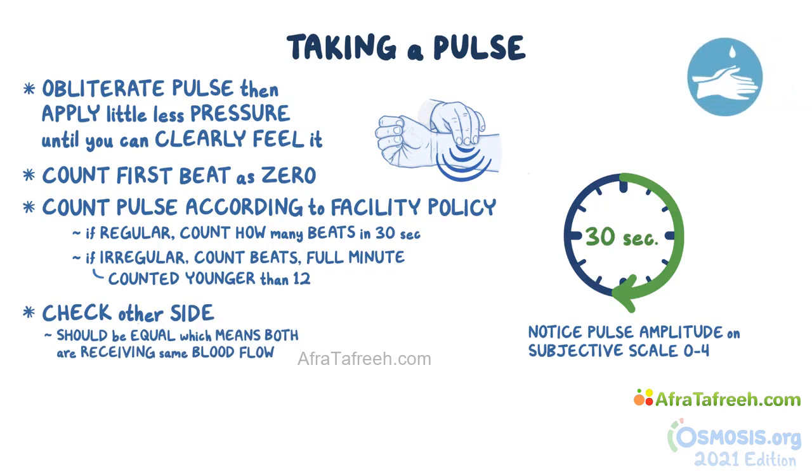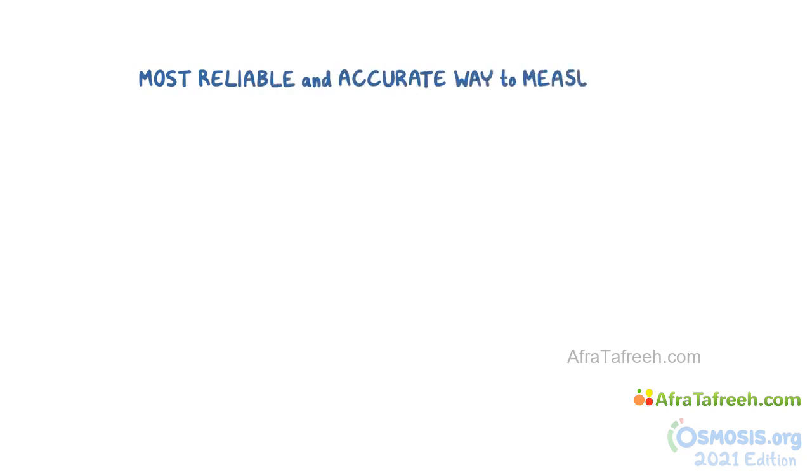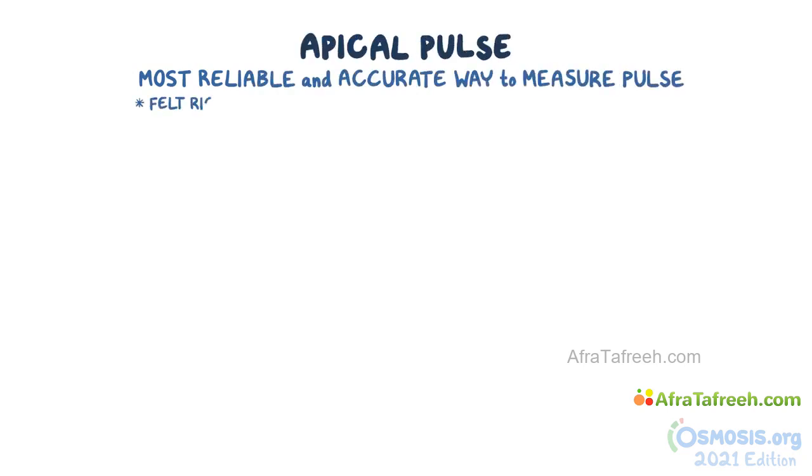Now, if one of these pulses seems too weak or irregular, or if you're dealing with an infant or a client with heart disease, or the client is taking certain medications that affect the heart, the most reliable and accurate way to measure the pulse is to obtain an apical pulse. That's the pulse that's felt right over the heart.